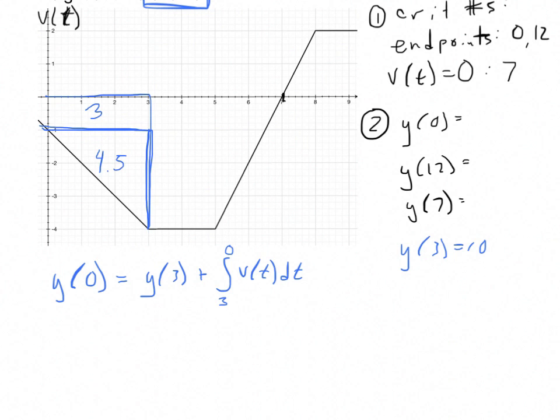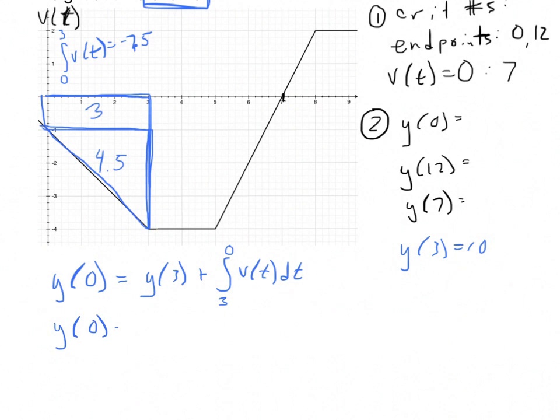So the total area of that section there is 7.5. Now note, the integral from 0 to 3 of v of t is actually negative 7.5, because all of that area is below the x-axis. However, this integral is asking for the integral from 3 back to 0. So that's going to change the sign back around, right?